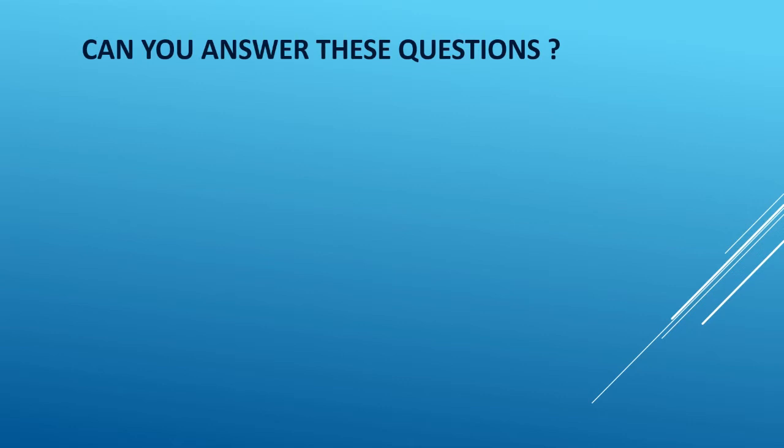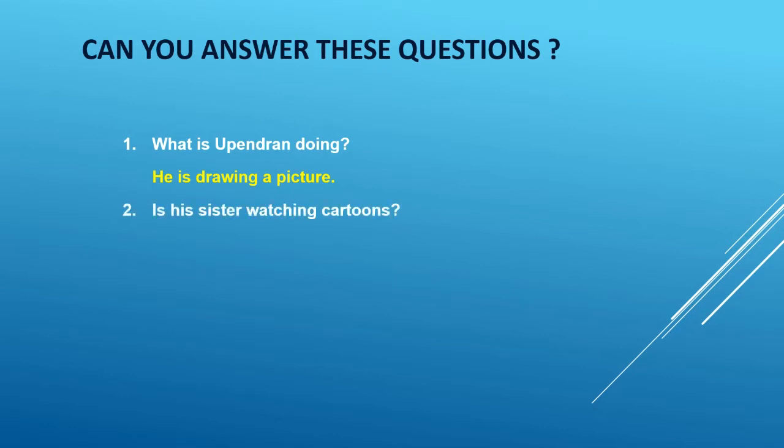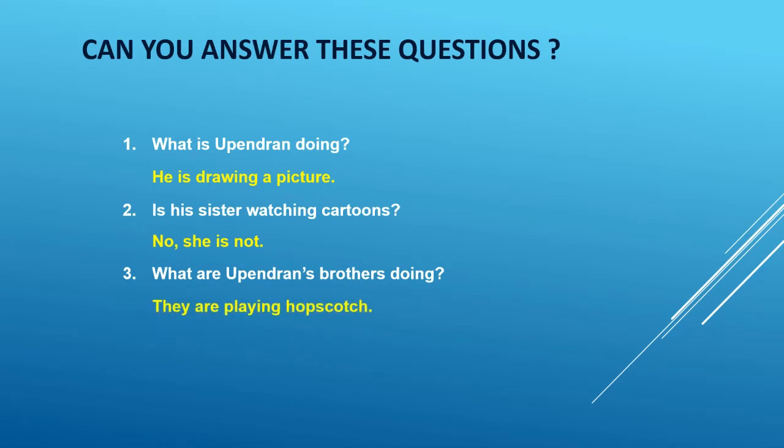Okay, very good. Now, I'm going to ask you some questions. Okay, then let's see. What is Upendran doing? Yes, very good. He is drawing a picture. Is his sister watching cartoons? What is the answer? No, she is not. She is not watching cartoons. What are Upendran's brothers doing? Yes, very good. They are playing hopscotch. Well done.